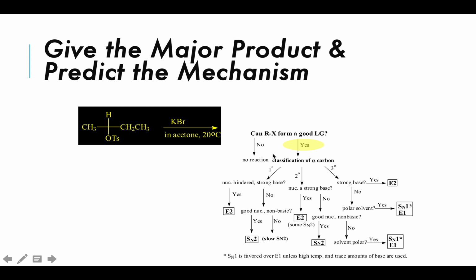Tosylate, good leaving group? Yes. What kind of carbon is this? Carbon, carbon, hydrogen, so it's a secondary carbon. Is my nucleophile a strong base? No, it's not. But is it a good nucleophile that isn't basic? The bromide ion is a very good nucleophile and it isn't basic. And also note the temperature is cold, so it's not elimination. My solvent is acetone, it's polar aprotic, so it really promotes an SN2 reaction. Easy.